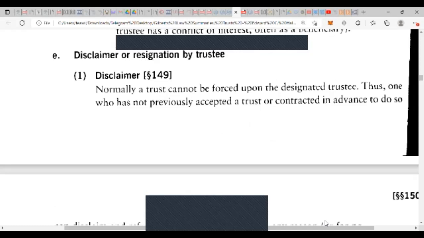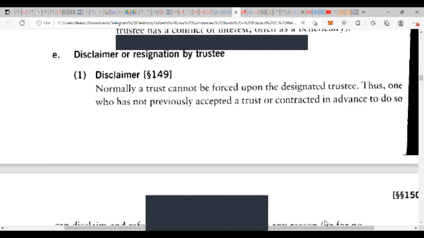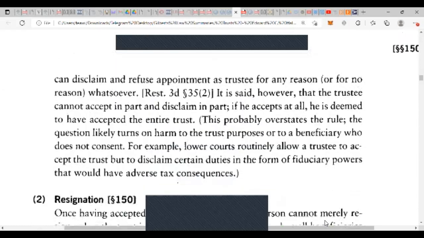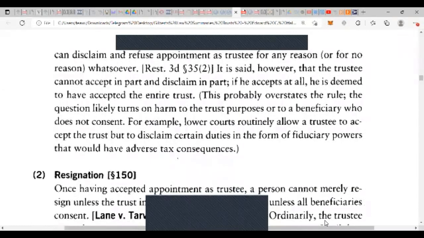E. Disclaimer or resignation by trustee. 1. Disclaimer, Section 149. Normally, a trust cannot be forced upon the designated trustee. Thus, one who has not previously accepted a trust or contracted in advance to do so can disclaim and refuse appointment as trustee for any reason or for no reason whatsoever.